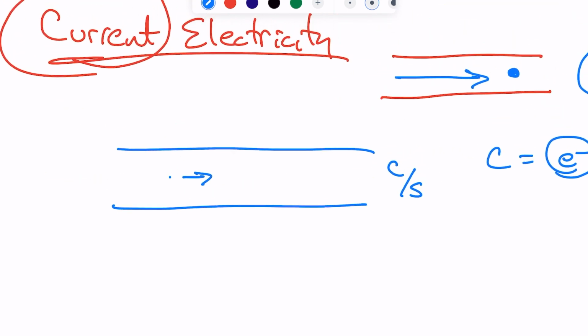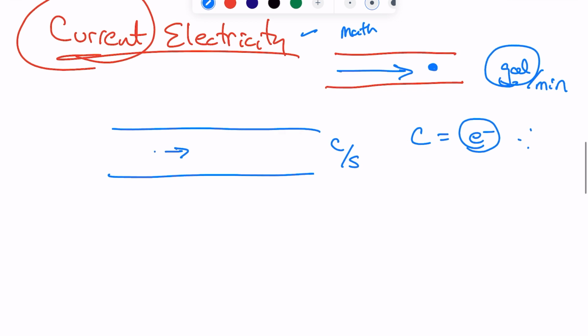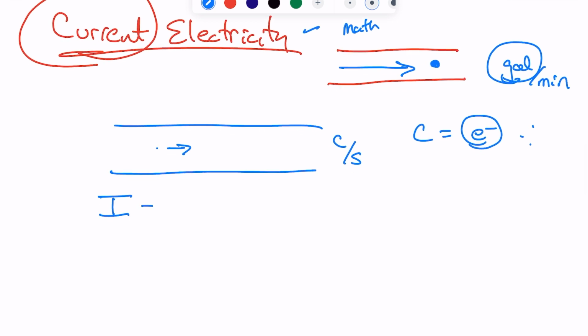So when we talk about current electricity, the focus we want to talk about is, if you will, the math part of it, right? So if I'm doing the math part of current electricity, we use this symbol for current as an I. The I actually stands for intensity, and intensity is coulombs per second. The units are coulombs per second, so that would be charge per unit time.